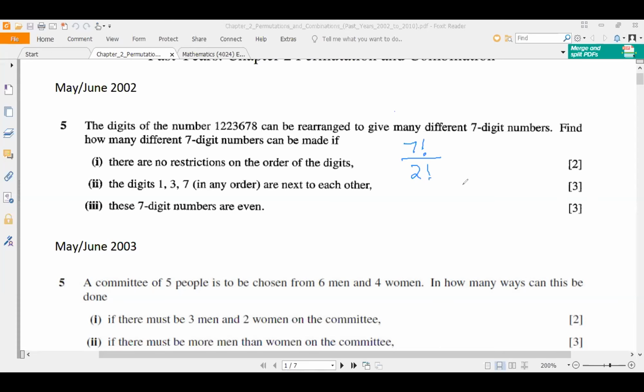Okay, then the second part: the digits 1, 3, 7 in any order. In any order means it can be 1, 3, 7, it can also be 7, 3, 1, it can also be 3, 1, 7, any order is possible. Are next to each other. So 1, 3, 7 are next to each other. We did these types of questions as well. Let me explain how this next to each other will work.